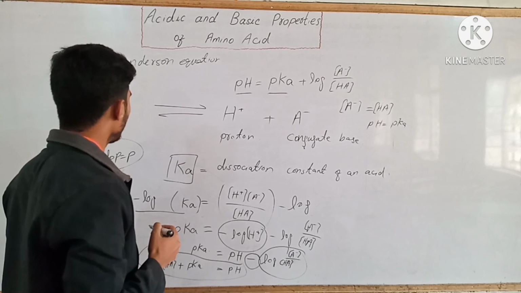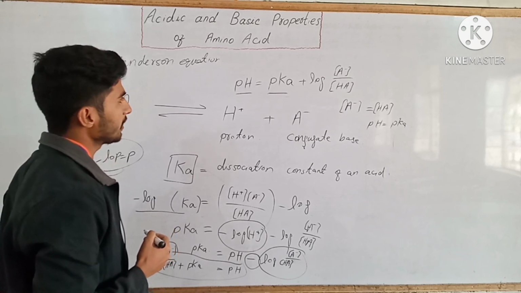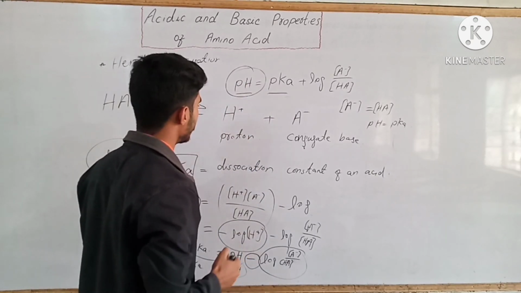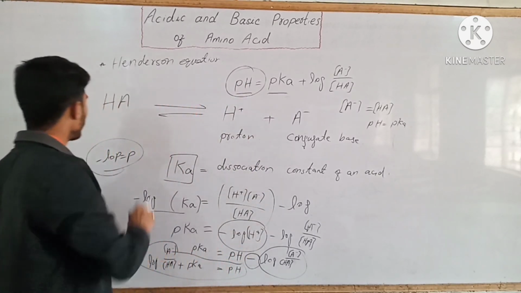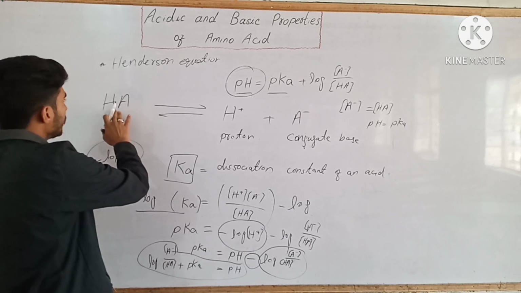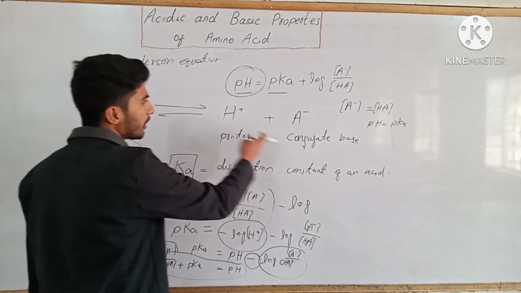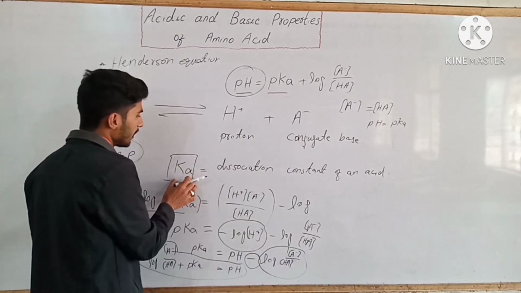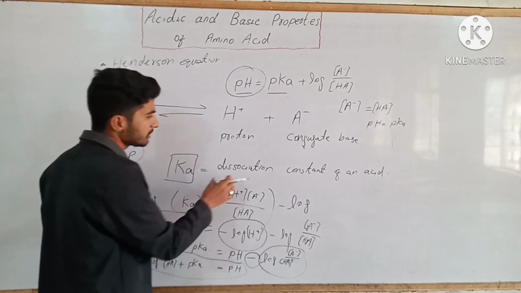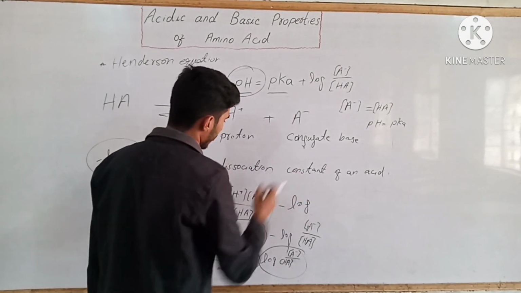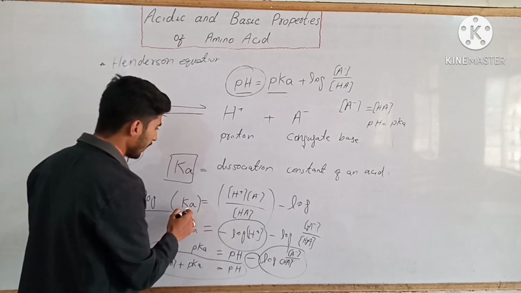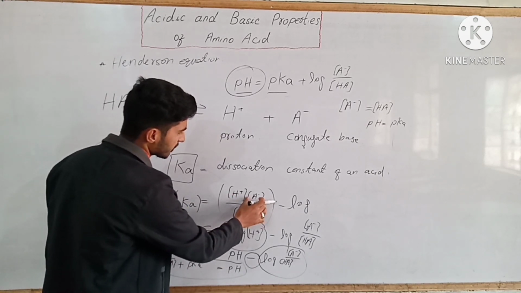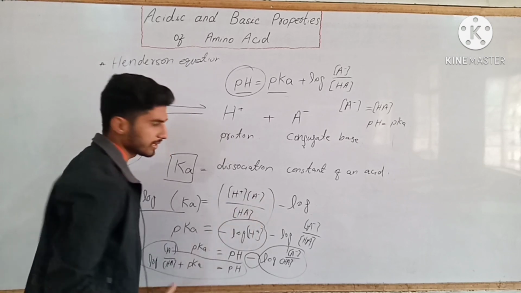Now we have derived the Henderson equation to calculate the pH of an amino acid. For this purpose, we considered a weak acid which dissociates into a proton and its conjugate base. Ka is known as the dissociation constant of an acid, and Ka is equal to the hydrogen ion concentration, meaning proton concentration, times the conjugate base concentration over the acid concentration.